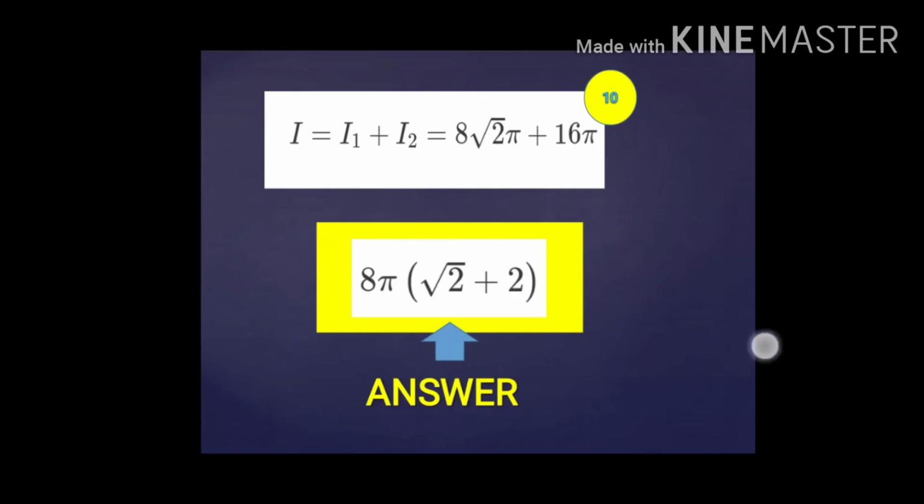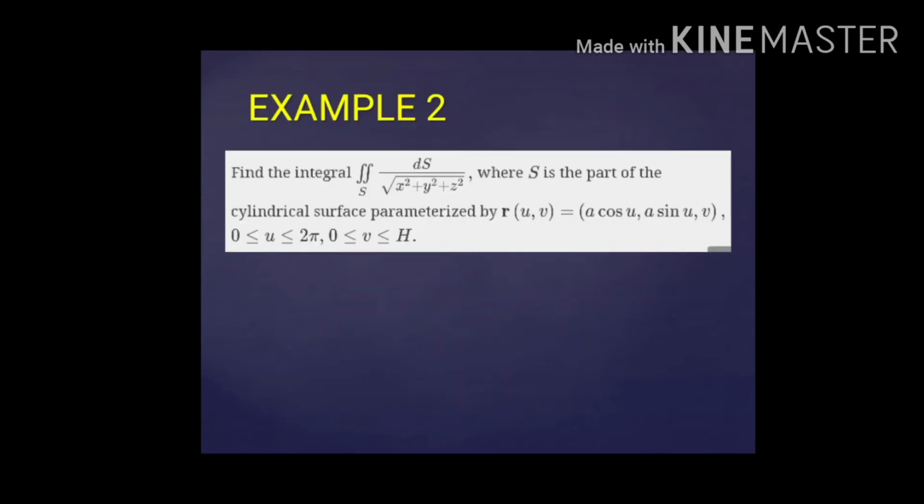Now, let's have our second example. Find the double integral of dS over the square root of x squared plus y squared plus z squared, where S is the part of the cylindrical surface parameterized by r of u, v equals a cosine u, a sine u, v, where 0 is less than or equal to u, which is less than or equal to 2 pi, and where 0 is less than or equal to v, which is less than or equal to h.